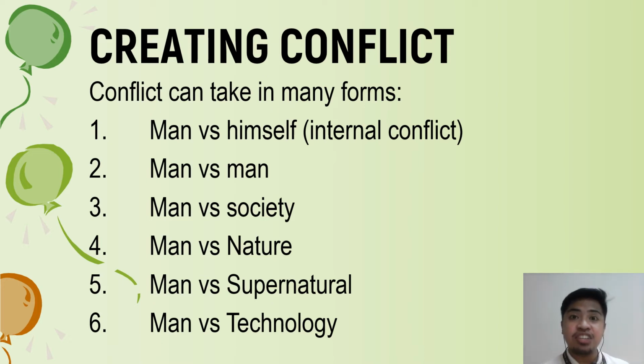Lastly, we have man versus technology. The conflict here is that technology is the one serving as an obstacle for the protagonist to achieve his or her desire. For example, Black Mirror, right? It's a series wherein technology is perceived to be damaging. Technology is perceived to be bad and distorted, right? So that could be an example of man versus technology.